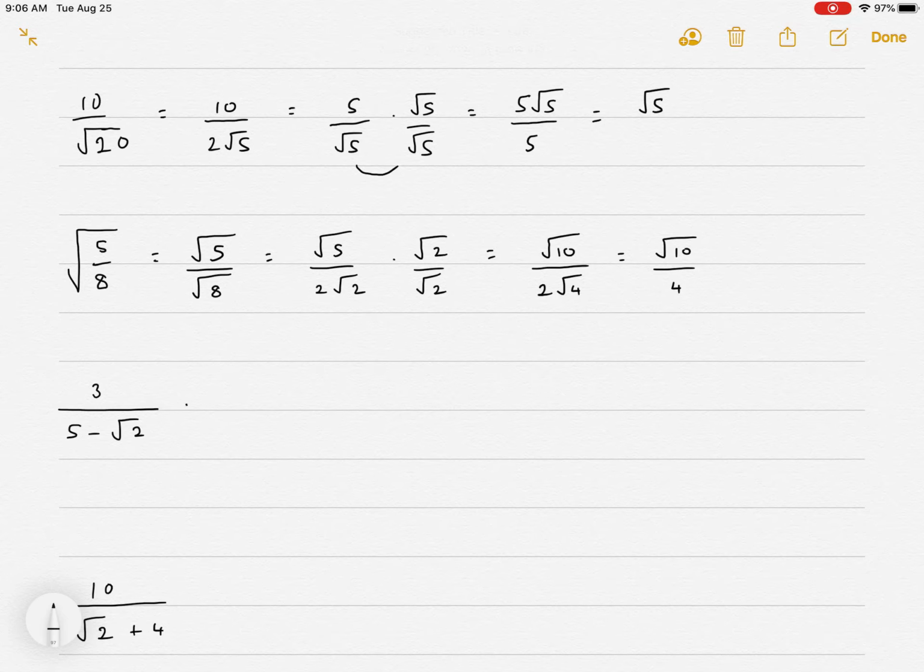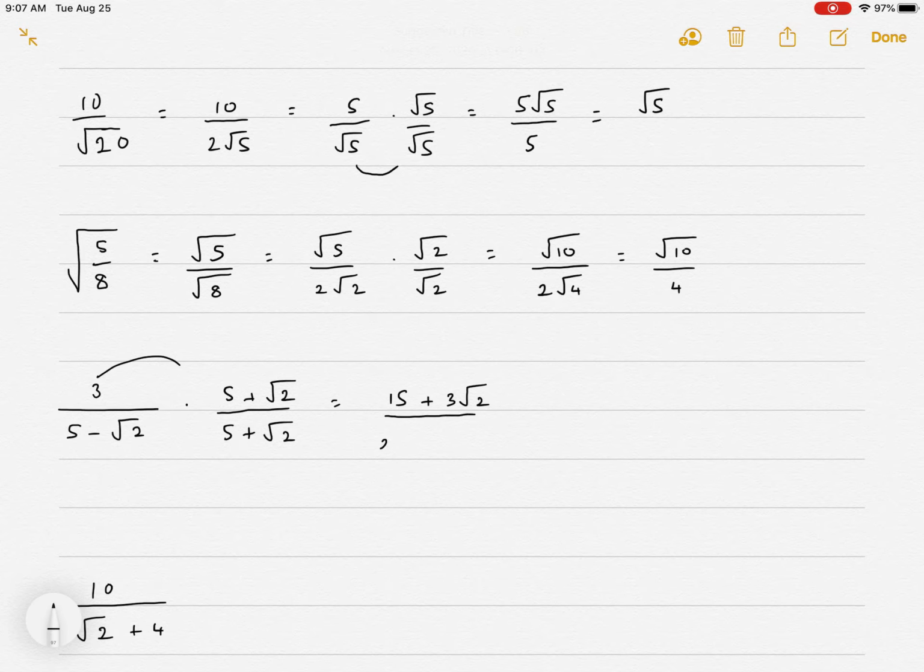When we have groups, what we must do is we must multiply the top and bottom by the conjugate of that group. So by alternating the middle sign, that is a conjugate. On top, I'm going to distribute 3 times the 5, 15. And 3 times the radical 2, 3 radical 2. On the bottom, I'm going to FOIL.